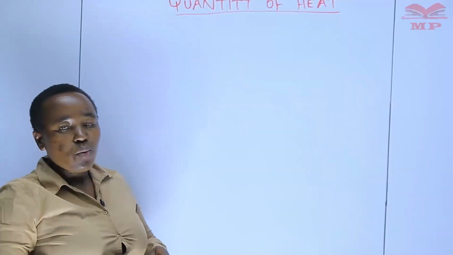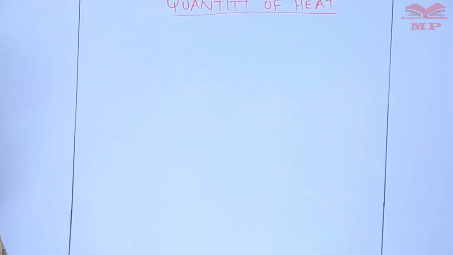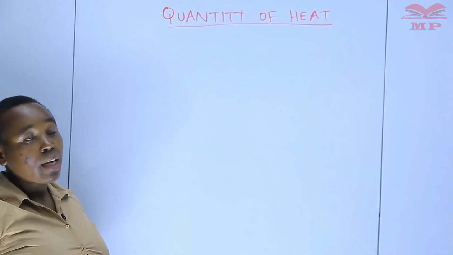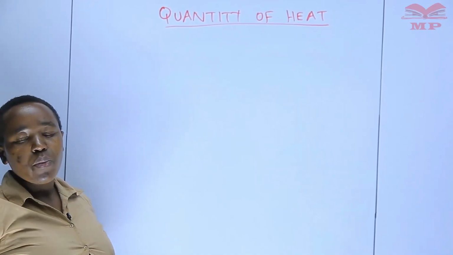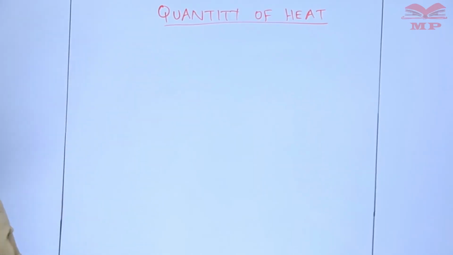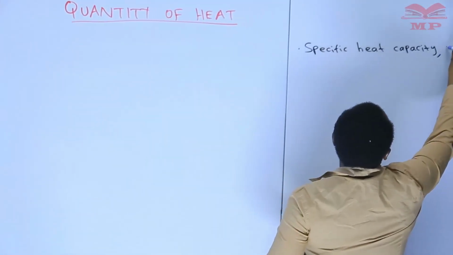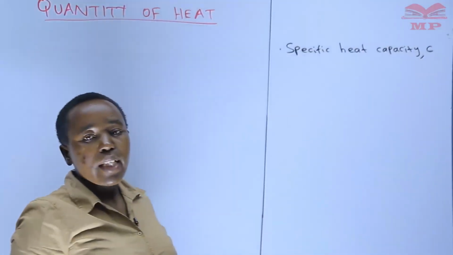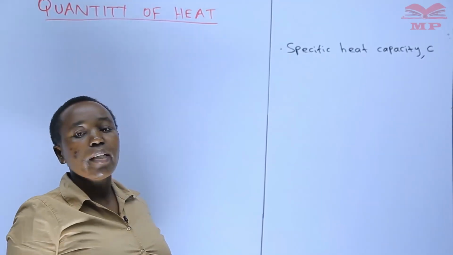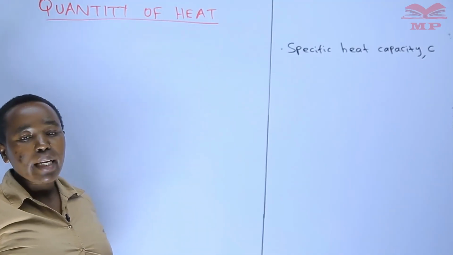So in our lesson today, we continue with the quantity of heat as our topic, and we move on from where we left during our previous lesson. Now, during our previous lesson, we looked at the specific heat capacity, denoted by a small letter c. And we said that specific heat capacity simply refers to the amount of heat required to raise the temperature of a unit mass of a substance by 1 Kelvin.